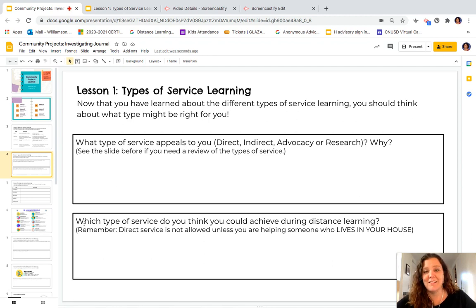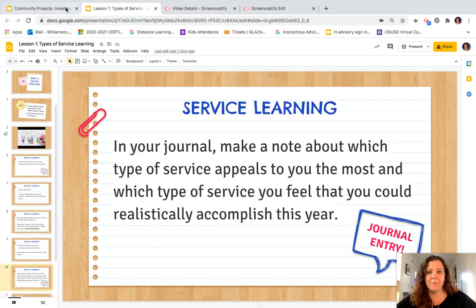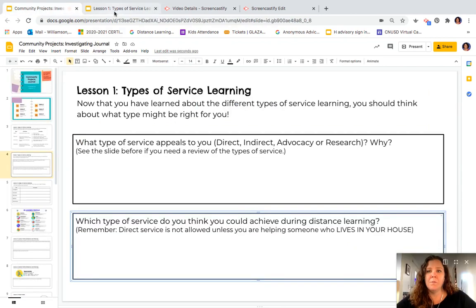Remember, direct service is not allowed unless you're helping someone who lives in your house. So if you are going to say that direct service really appeals to you, you like the idea of helping someone else, but that's not a type you can realistically do this year, then you might need to change your mind about what type of service you do. All right, so go ahead and fill out these 2 answers, and then head back to the lesson.